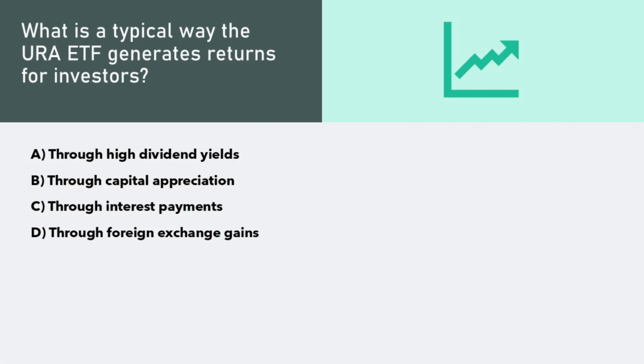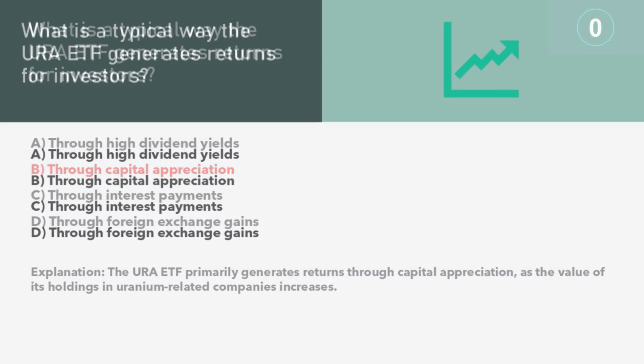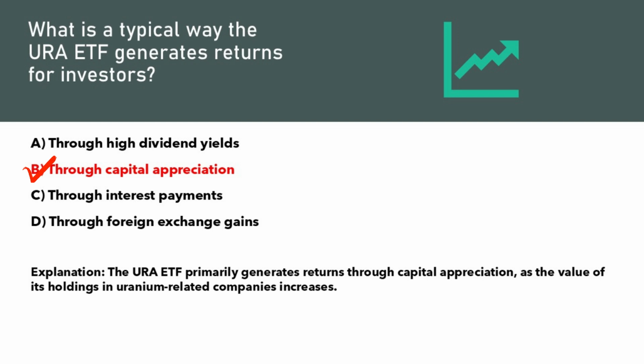What is a typical way the URA ETF generates returns for investors? Answer: B. Through capital appreciation. Explanation: the URA ETF primarily generates returns through capital appreciation, as the value of its holdings in uranium-related companies increases.